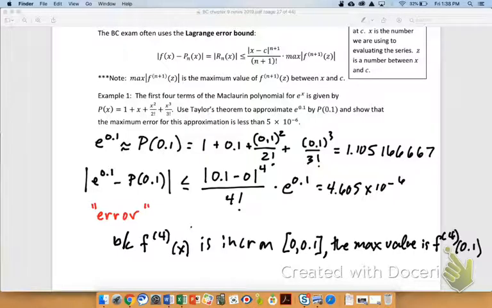What if we didn't like that, though? What if we're like, yeah, it's still too much error? What would we do? Add a few more terms. Yeah, put some more terms on there and figure out what the error is and see if that's okay.